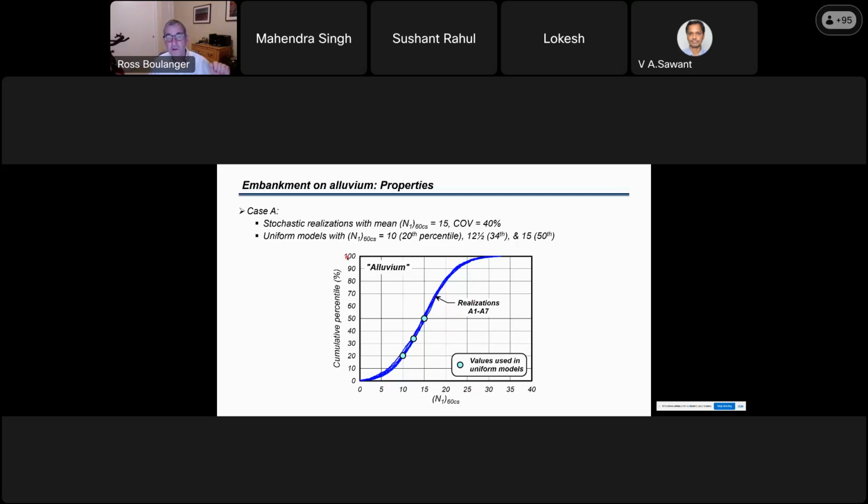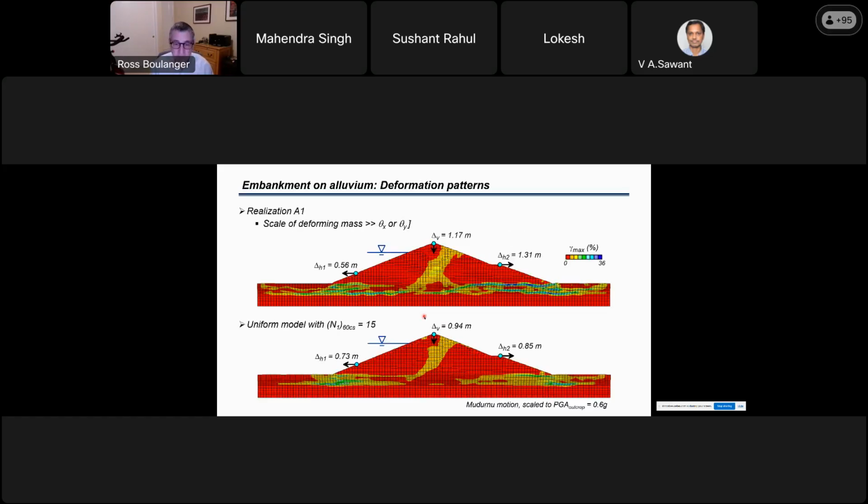We're then going to run uniform models. And what we're going to do is, for the alluvium, we're going to assign that alluvium one set of properties based on an SBTN value. That is, say, the 50th percentile is a blow count of 15, or the 33rd or 34th percentile is a blow count of 12.5, or the 20th percentile is a blow count of 10. So you'll see those different analyses for uniform models.